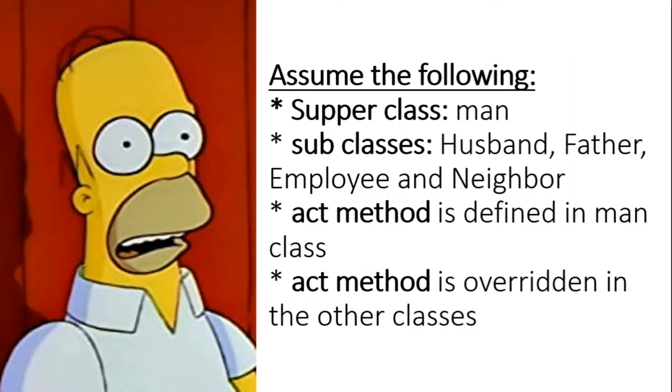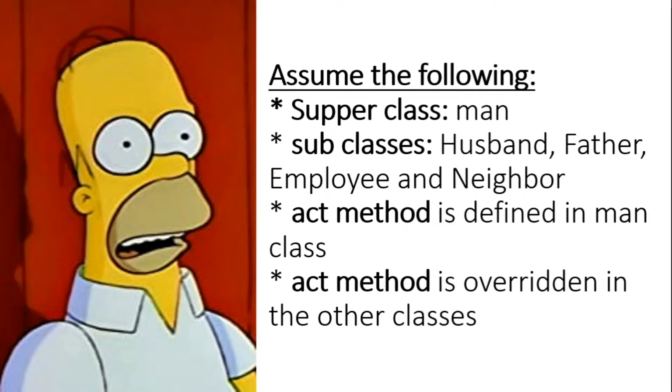So let's keep going with object-oriented programming to understand how it works. Basically, we will create a superclass called man, and then we will have subclasses: husband, father, employee, and neighbor. Those are subclasses, of course, because they inherit from the superclass called man. Now, imagine there is a method inside the superclass called act, which basically defines how a man will act. And then you're going to override that method in the subclasses.